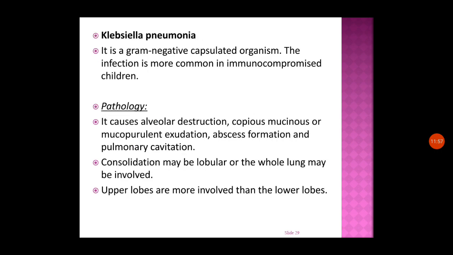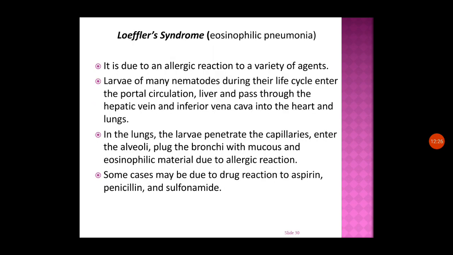Klebsiella pneumonia. Klebsiella pneumonia is caused by a gram-negative capsulated organism. The infection is more common in immunocompromised children. So that is about Klebsiella pneumonia. And it causes alveolar destruction, copious mucinous or mucopurulent exudation, abscess formation, and pulmonary cavitation. Consolidation may be lobular, or the whole lung may be involved, and upper lobes are more involved than the lower lobes. So that is about Klebsiella.